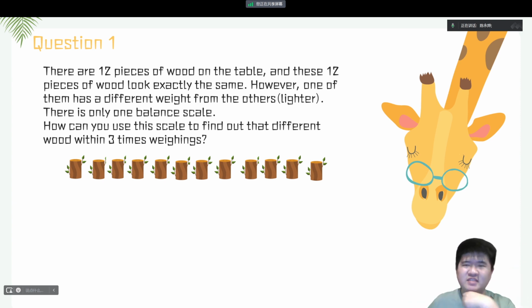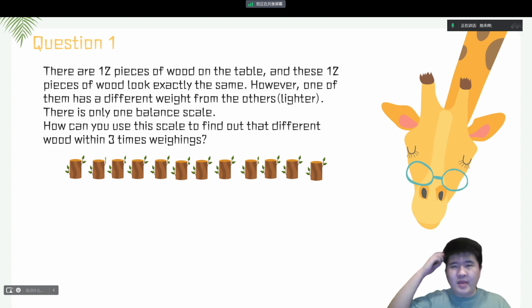We need 11 times, because we just pick two pieces of wood, one on the left side and one on the right side, and see which is lighter. So if we are unlucky, maybe we cannot find the answer until the last time. So here, we should use the method we mentioned in the beginning. We should divide the large group into some smaller groups.